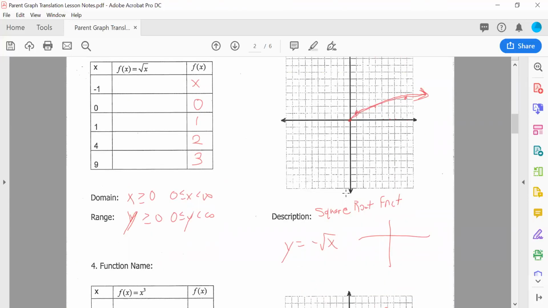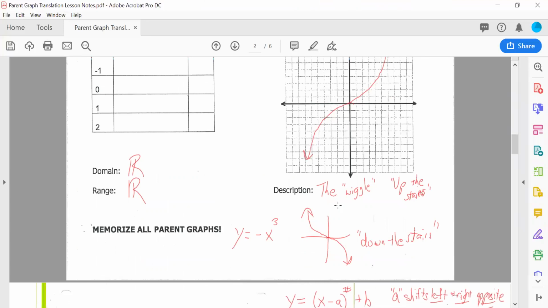So what would this graph look like if it was reflected over the x-axis? Instead of going up and to the right, it would go down and to the right. Take a look at the two graphs. Aren't they just reflections over the x-axis? They are. So this up to the right would flip down here. This down and to the left would reflect over the x-axis and go up here. So it's a reflection.